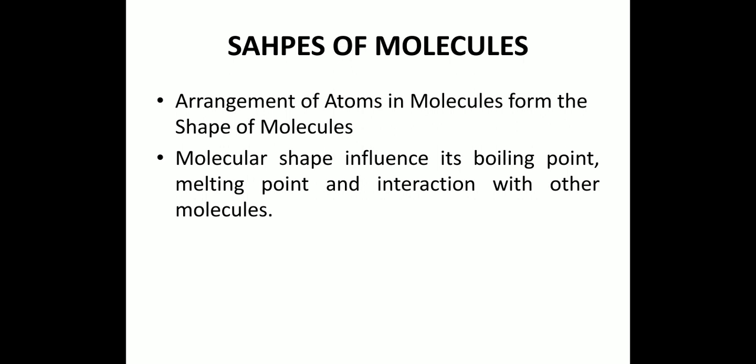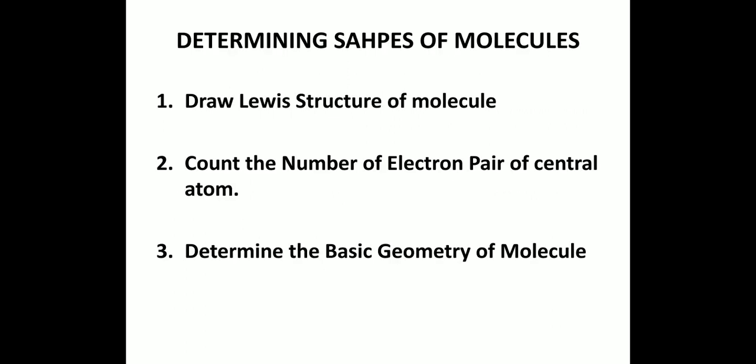Shapes of molecules. The arrangement of atoms in a molecule forms the shape of the molecule. Molecular shape influences its boiling point, melting point and interaction with other molecules. The shape of a molecule, either polar or non-polar, and how it interacts with the atoms present in the molecule, influences the boiling point, melting point and the bond between the atoms that make up the molecule.